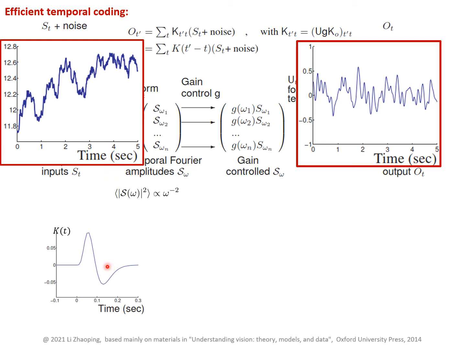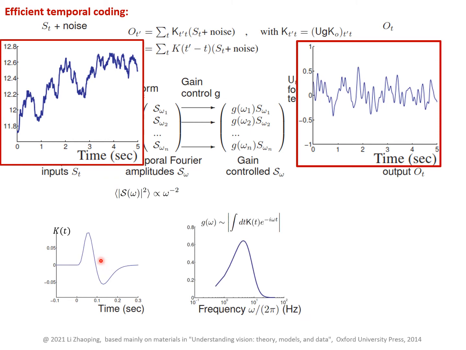And this filter is achieved by having such a gain function g(omega) as a function of frequency omega, and this gain function comes from this efficient coding. In particular, note that this gain function peaks around 5 to 10 hertz frequency, and this corresponds to around 0.1, 0.2 seconds of time scale in this temporal filter.